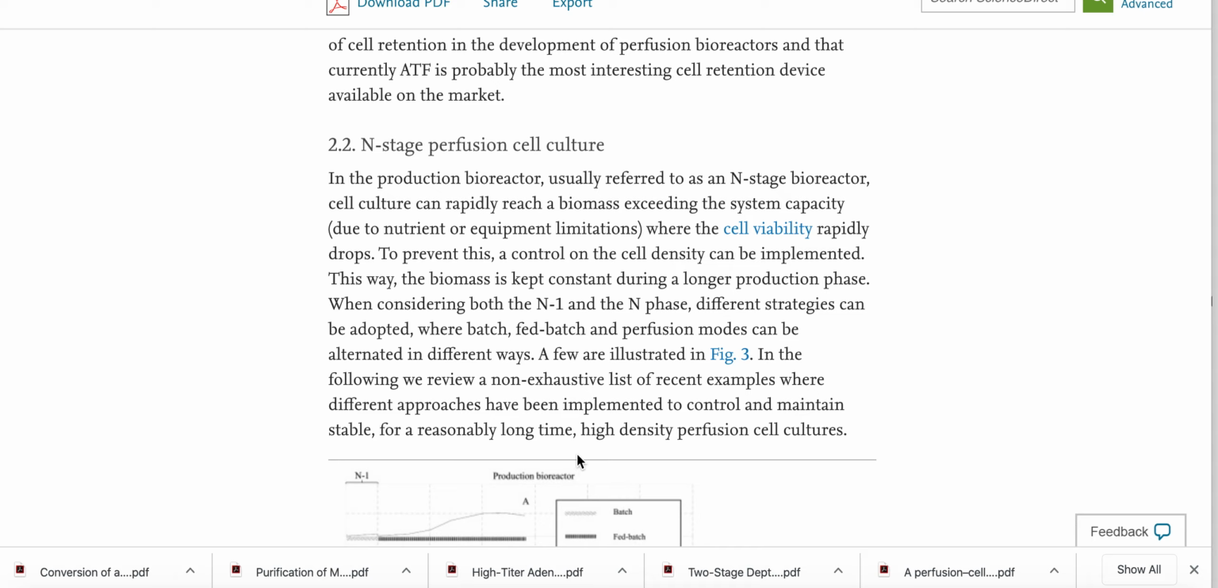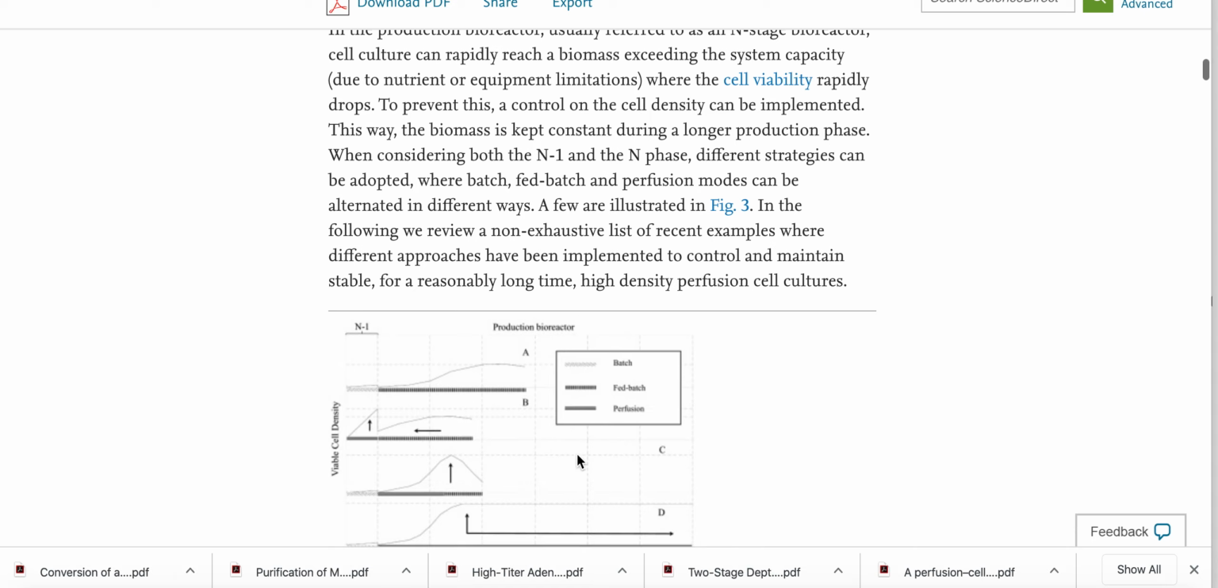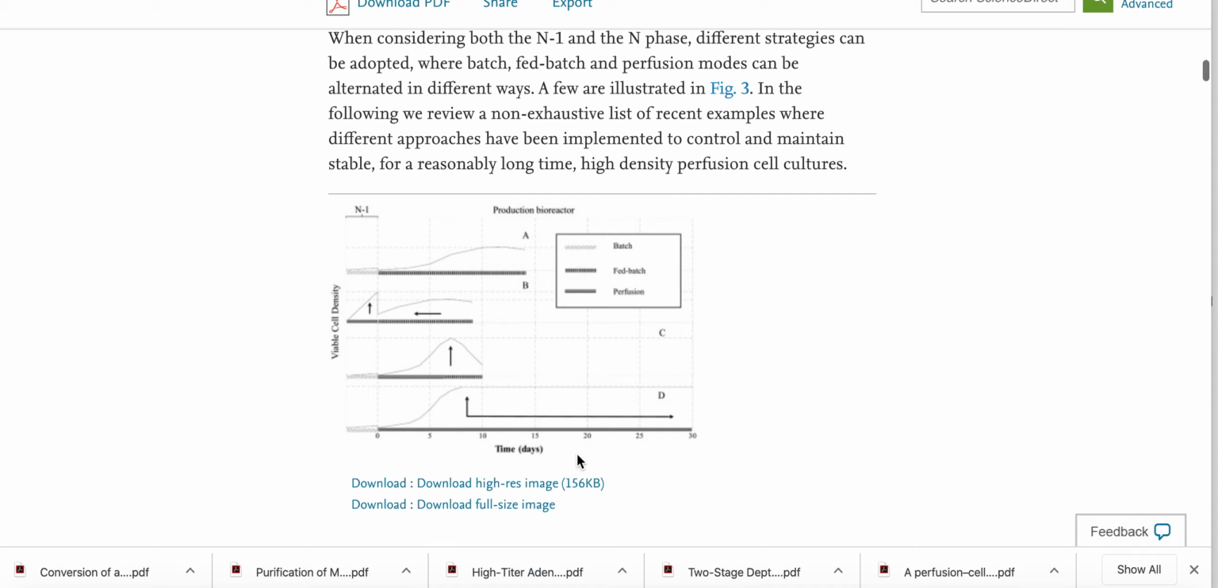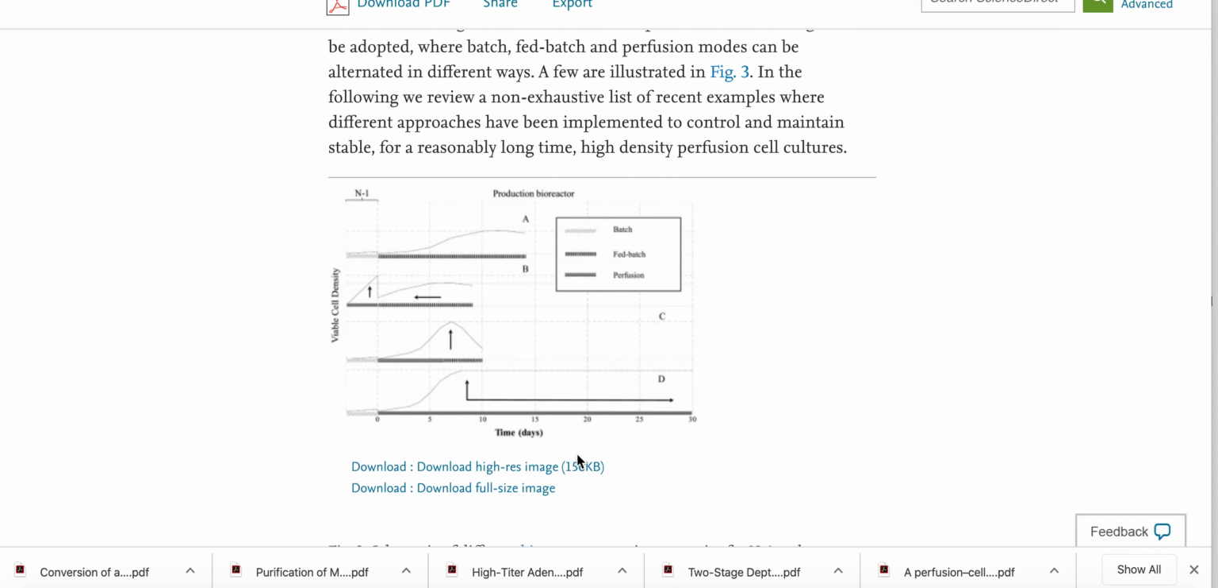In the following, we review an exhaustive list of recent examples where different approaches have been implemented to control and maintain a stable, for a reasonably long time, high density perfusion cell culture.